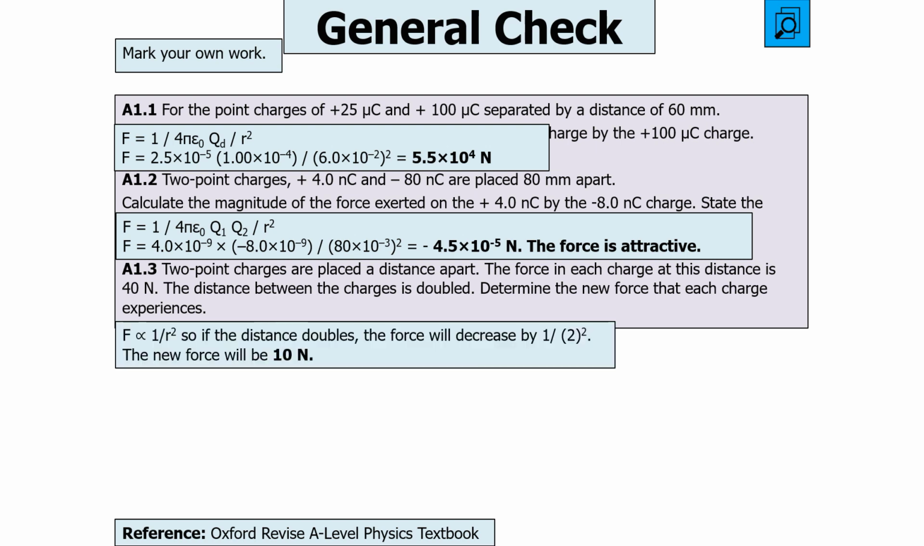Now in this next one we know the relationship that F is directly proportional to 1 over r squared. So therefore if the distance doubles, the force will decrease by a factor of 2 squared, so it's 1 over 4. So if it was 40 newtons, it'll now be 10 newtons because the force has decreased by a factor of 4.